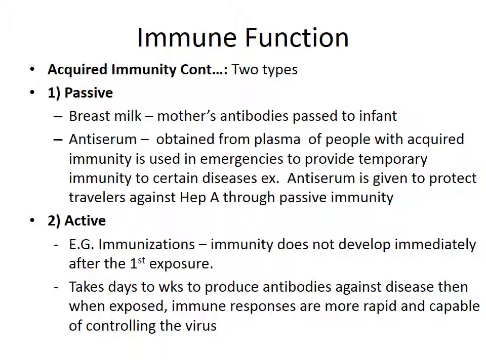Active immunity is provided through immunizations. The immunity does not develop immediately after the first exposure. It takes days to weeks to produce antibodies against the disease. Then, when exposed, immune responses are more rapid and capable of controlling the virus.